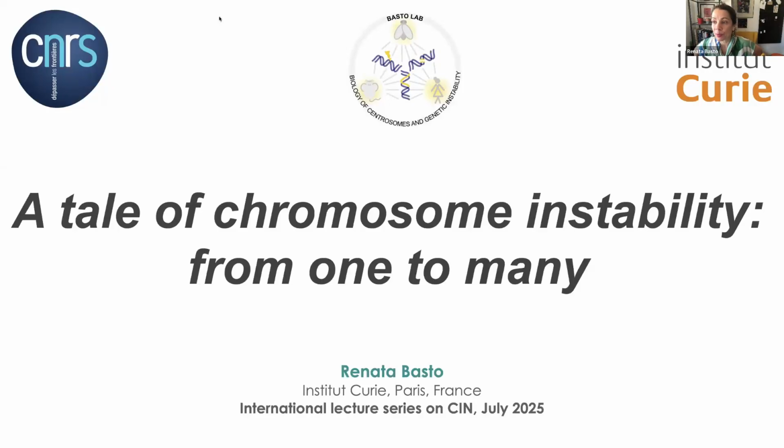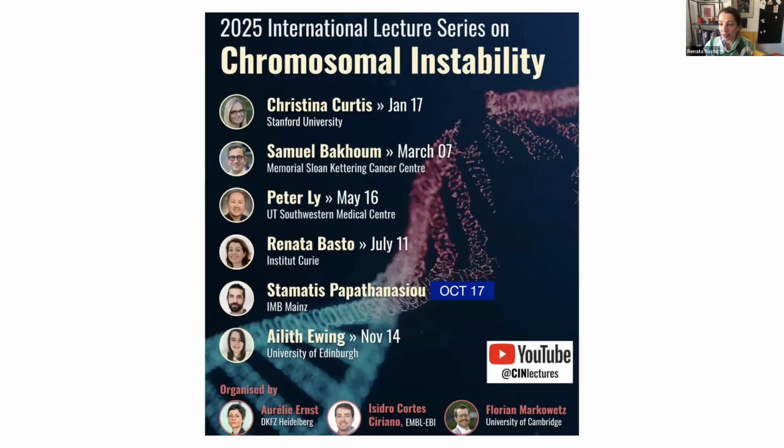Today I'm going to be telling you about a kind of bipartite story, because there's a first part on what could be considered aneuploidy, so chromosome gain or losses, whole chromosome gain or losses, and a second part on polyploidy, so the gain of the entire chromosome set.